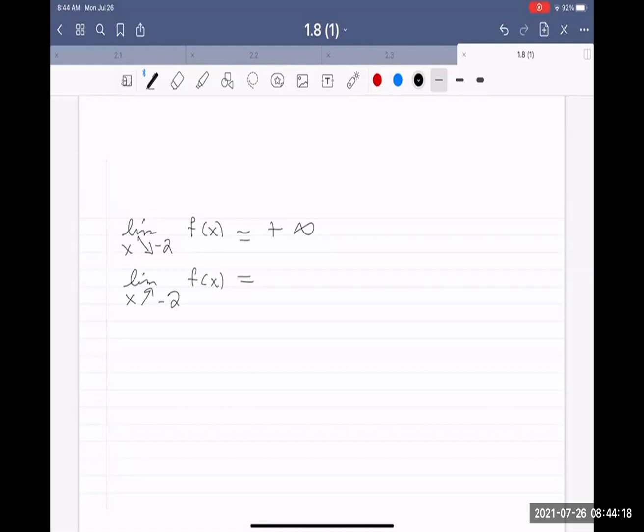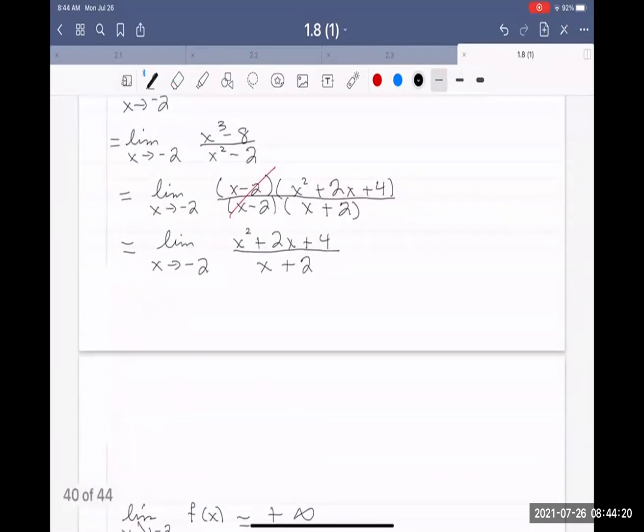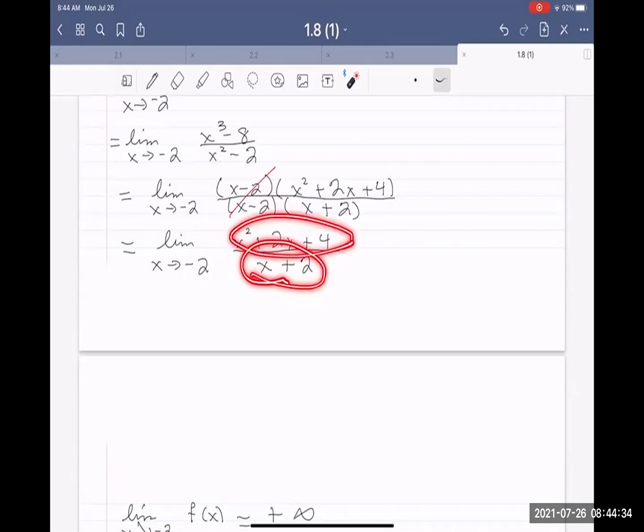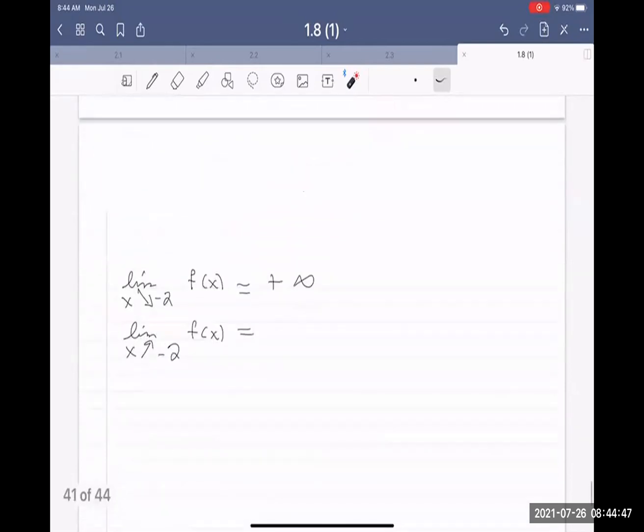From the left, well, the numerator still approaches a positive 4 as x goes to -2, but for x less than -2, the denominator is going to be negative. Positive divided by negative is negative. We have something going to 4 divided by something going to 0. So this goes off to negative infinity.